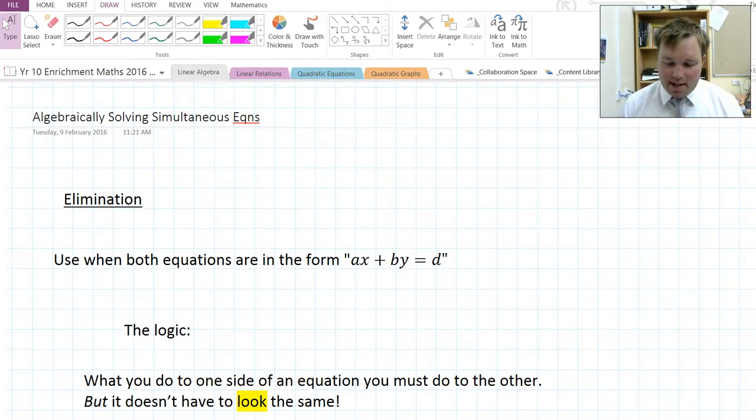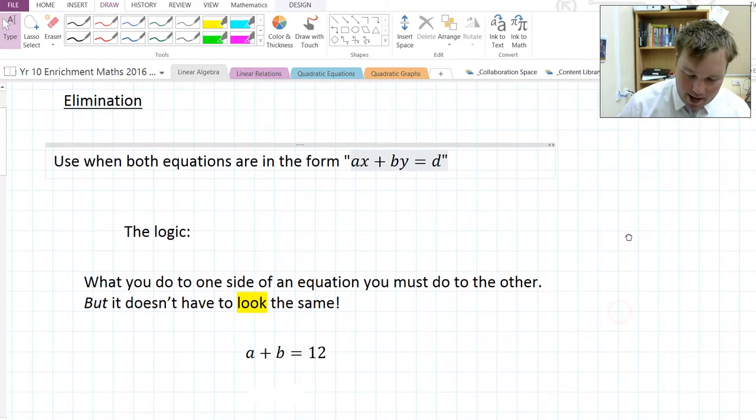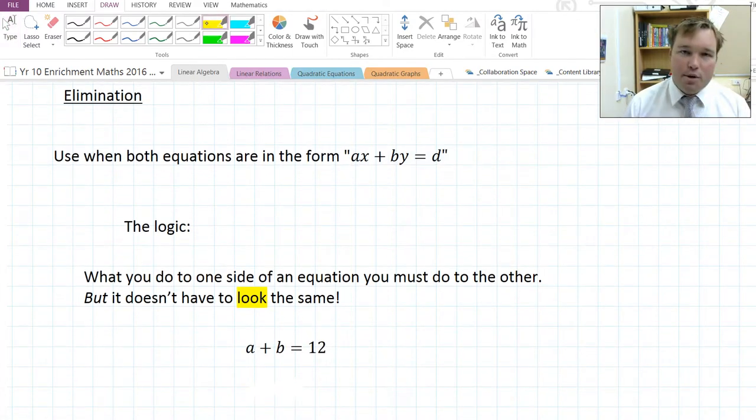What we're looking at today is a couple of algebraic methods, using a variety of techniques to solve simultaneous equations. We know a graphical method of drawing them on the graph and finding the intersection, but today we're going to use algebraic methods to find the exact solution. The first one we're looking at is a method called elimination. Elimination is most commonly used when the equation is in general form already, when it's in the form ax plus by equals d. Okay?